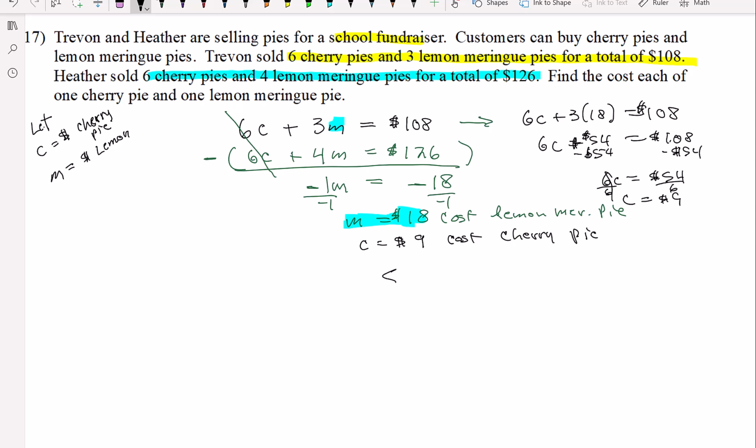And then write the system like this. I'm going to go back in front. They list cherry pies first, so I'm putting the 9 here, the 18 here. This is one solution, so consistent. It's a consistent system and independent. There are 2 separate lines that we're talking about. All right, that's it for this one.